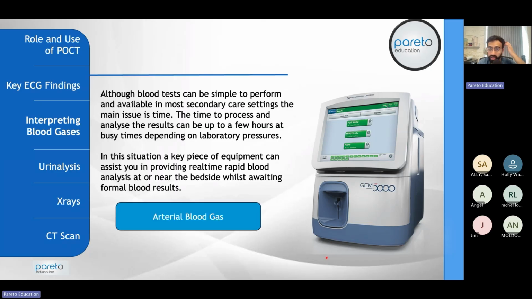So let's talk about arterial. What are some of the indications for an arterial blood gas? Respiratory distress. Immediate answers without waiting for labs. Yep. Can you expand on that? Any particular scenarios?